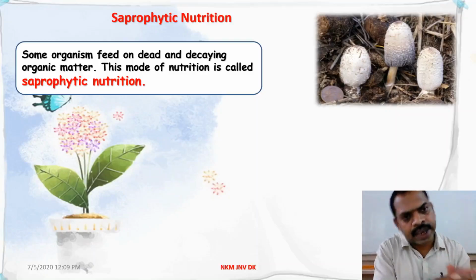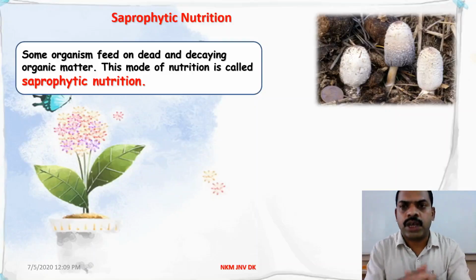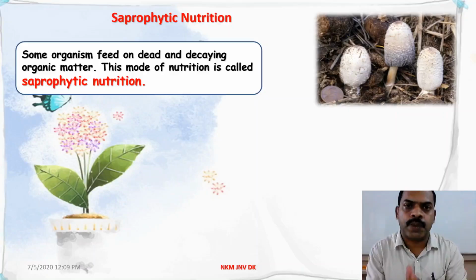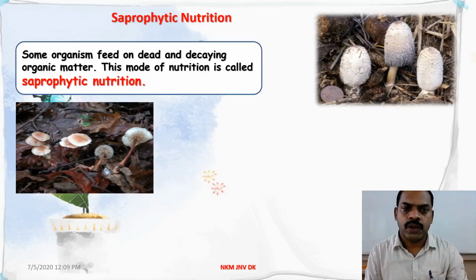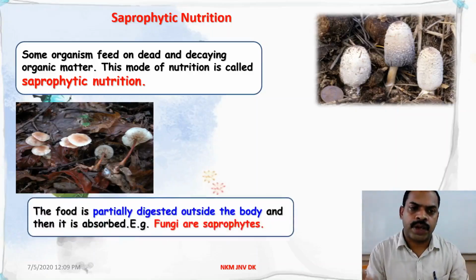When an animal dies, it also decomposes. So for that decomposition, a type of organisms is required, decomposers. Bacteria are there, fungi are there. This is the same type of nutrition. Different types of fungi we can see in different areas wherever decomposition or decaying is taking place. So they are getting nutrients from them.